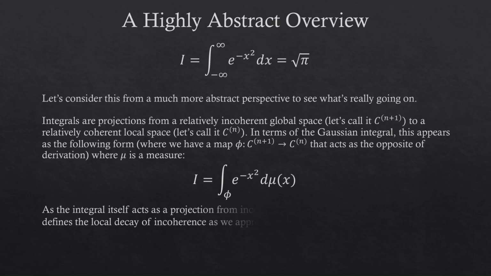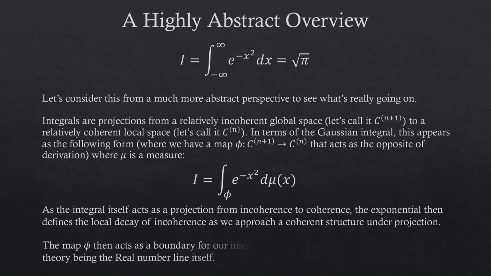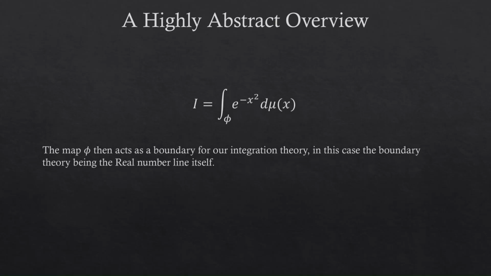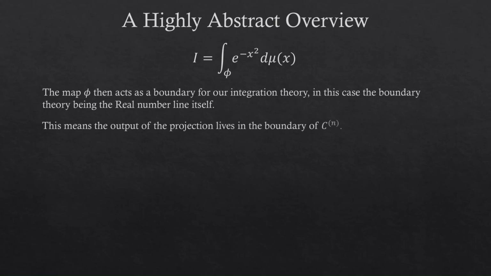And as the integral itself acts as a projection from incoherence to coherence, the exponential then defines the local decay of incoherence as we approach a coherent structure under projection. And the map phi can then be seen as acting as a boundary for our integration theory, and in this case, that boundary theory is the real number line itself. This means that the output of the projection itself lives in the boundary of the nth coherence class.